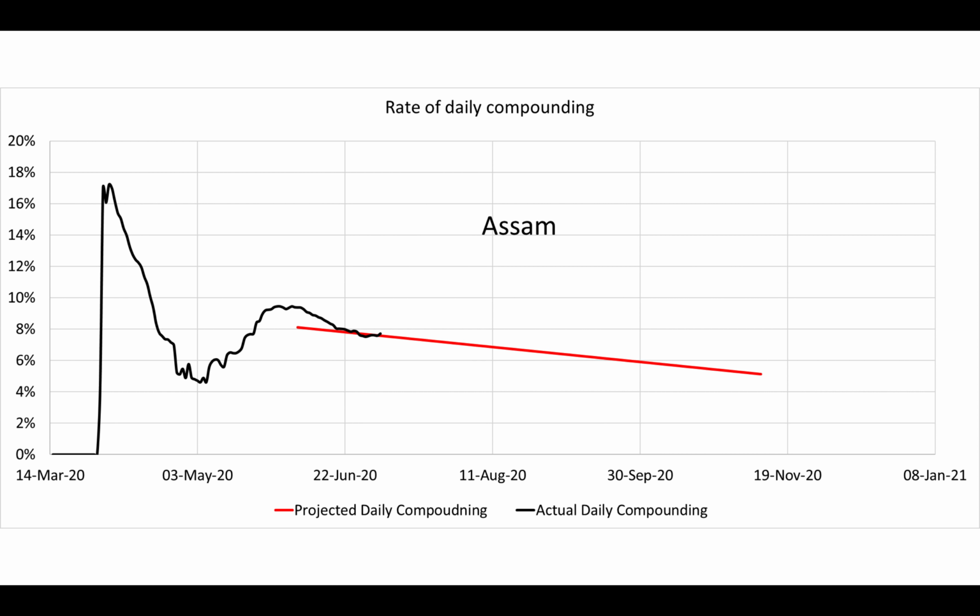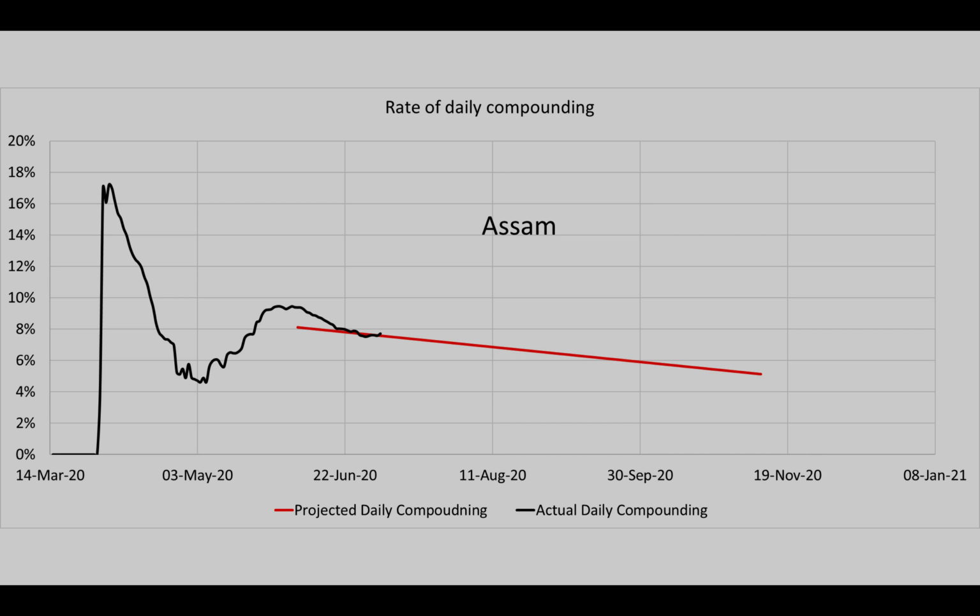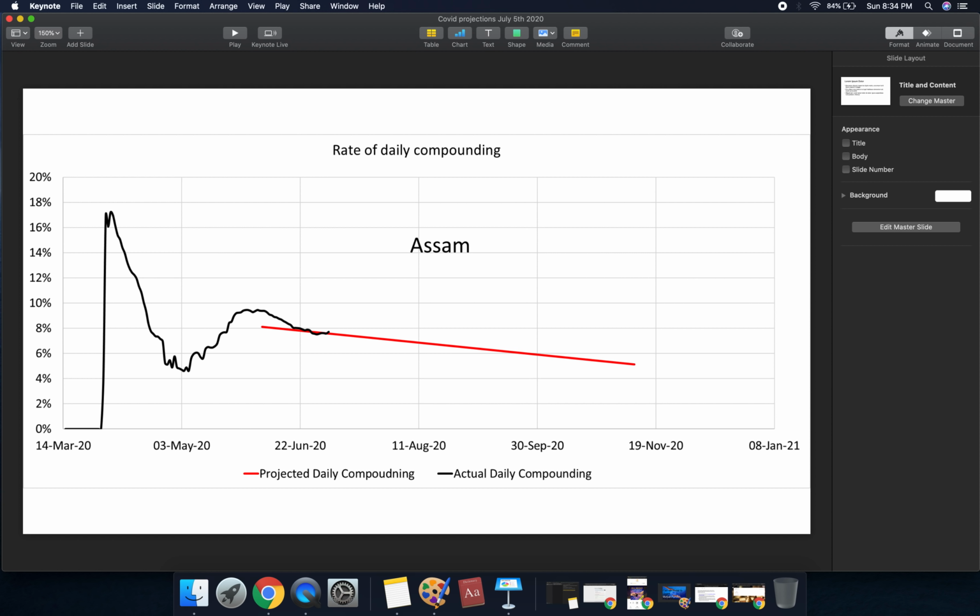This is the last state, Assam. This is the rate of daily compounding for Assam. It started growing for the last few days, so I've not done the projection, I think. So again, Assam needs to be careful. It's increasing. So that's the story for all the states with at least 10,000 active cases as on 4th July.